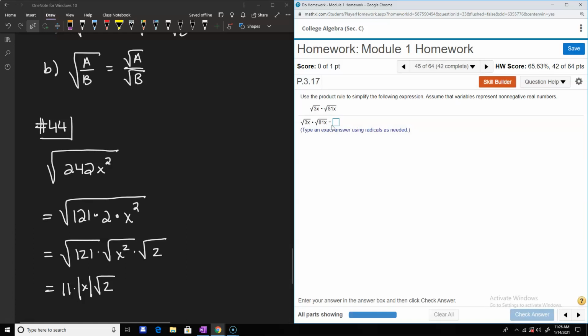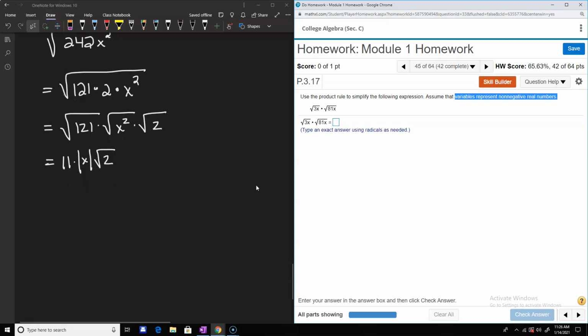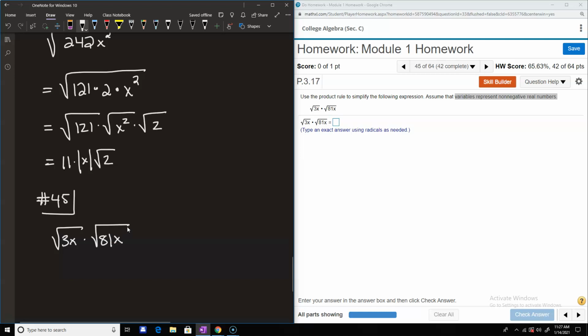Yeah. Like on this one, you'll already notice that it says assume variables represent non-negative numbers. So we already know x is not necessarily negative. So for that reason, we don't need to include absolute value bars. But okay. So for number 45 here, we've got the square root of 3x times the square root of 81x. So I can put those together and multiply all under one thing, but I'm going to leave the 3 and the 81 apart because I already know 81 is 9 times 9, so that's already a perfect square.